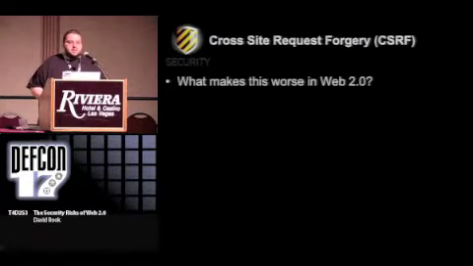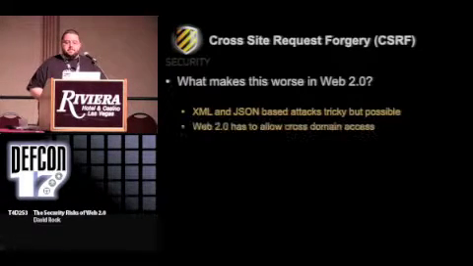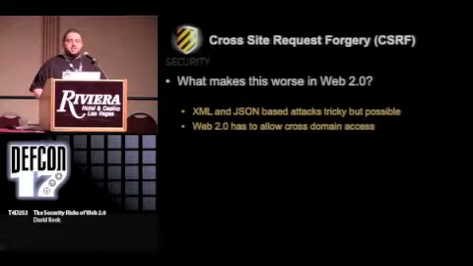So what can make this worse in Web 2.0? Well, we can do attacks using XML and JSON. I'm going to look at a JSON-based cross-site request forgery attack in a minute. They can be a little bit tricky to do, but they're certainly possible. And one of the biggest issues with Web 2.0 is that cross-domain access is essential. When we look at things like mashup sites, they are essentially a cross-site scripting attack in the way that they're built, and they have to allow that cross-domain access.